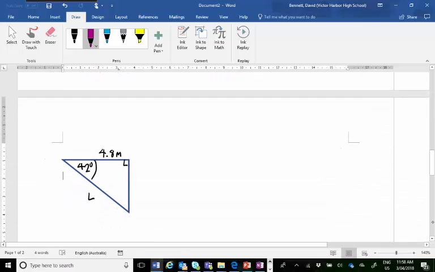Let's keep going. Alright, so this one over here, we've got the adjacent side over here, and we've got our hypotenuse over here. So again, that's telling me I'm using cosine. So cosine of 42 degrees equals my adjacent, which is 4.8, over my hypotenuse, which is L. Once you get really good at this stuff, you can do that. It's up to you. I'm not going to say it's wrong if it saves your time.